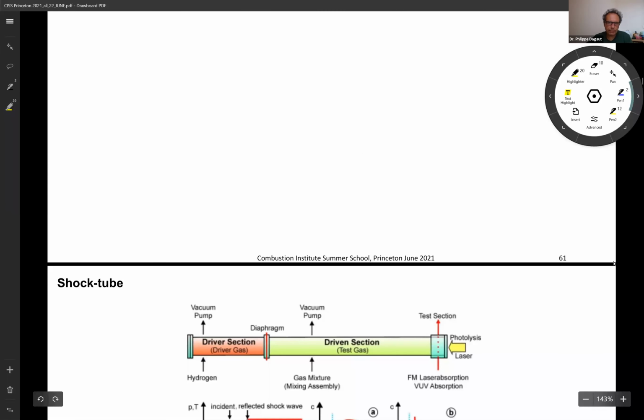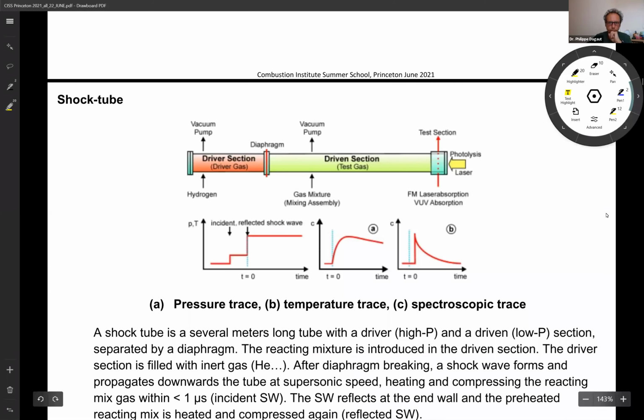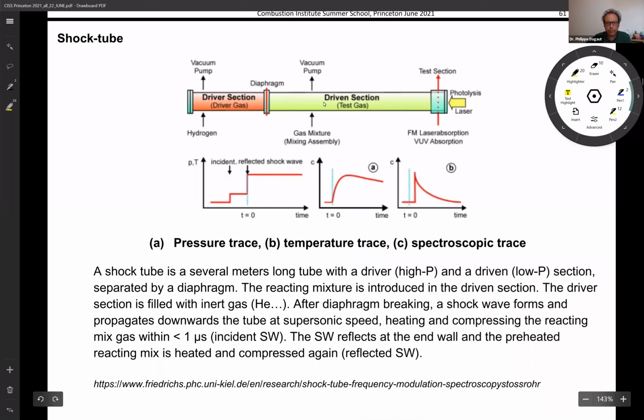So this is a schematic of a shock tube. You have two sections: the driver section, where you put the gas that will act as a piston, and the driven section, where you put the mixture that you want to ignite. You have a diaphragm that separates them. Here it is high pressure, here it is low pressure. When you break the diaphragm, the piston gas will move in this direction, compress gases, and produce a shock wave, which will reflect at the end of the shock tube and get back. And this is what is presented here.